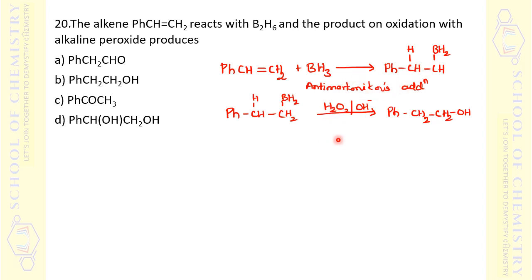And in the second step we go for alkaline oxidation with the help of alkaline hydrogen peroxide, and this BH2 will be replaced with OH, and the product should be PhCH2CH2OH, right? A very important thing is that if it was not anti-Markovnikov's addition, the OH group would have been attached here, but because it is anti-Markovnikov's addition, the OH group will be attached here, and the corresponding other product is also there.